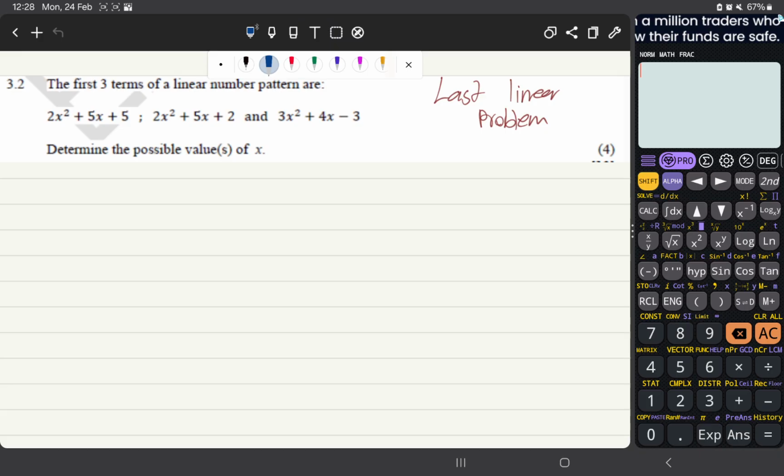So this is the first 3 terms of a linear number pattern, and we are determining the possible values of x. I'll write them down in a traditional way. I mean, they've already written them down in a much more traditional way.